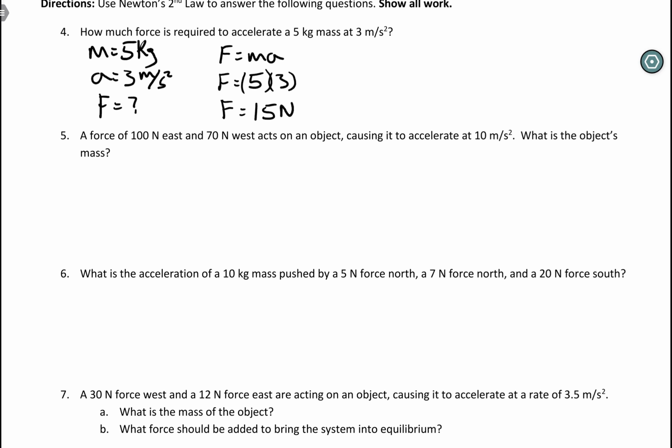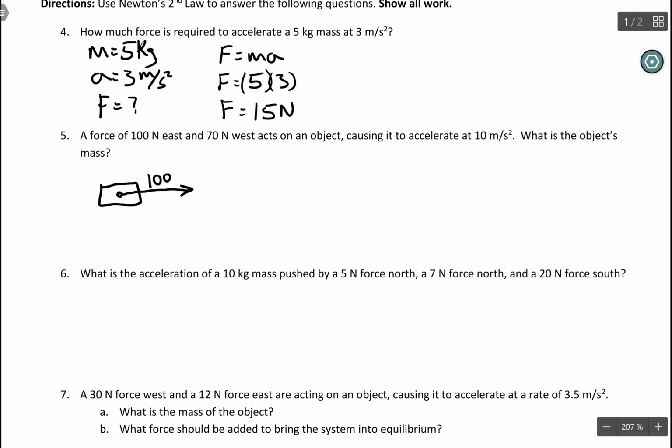Here's where it gets into the net force. It says a force of 100 newtons east and 70 newtons west acts on an object, causing it to accelerate at 10 meters per second squared. What is the object's mass? The first step, you want to draw yourself a picture. In physics, it's always very helpful to draw yourself a picture. In this case, it's a free body diagram. It's just a box with all the force vectors acting on it from the same point.